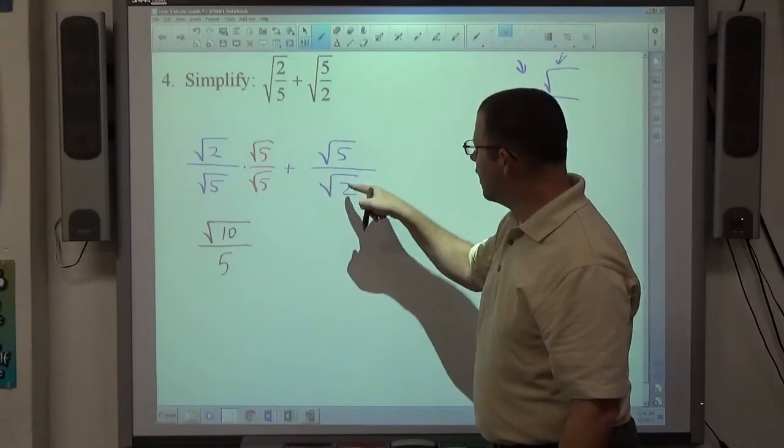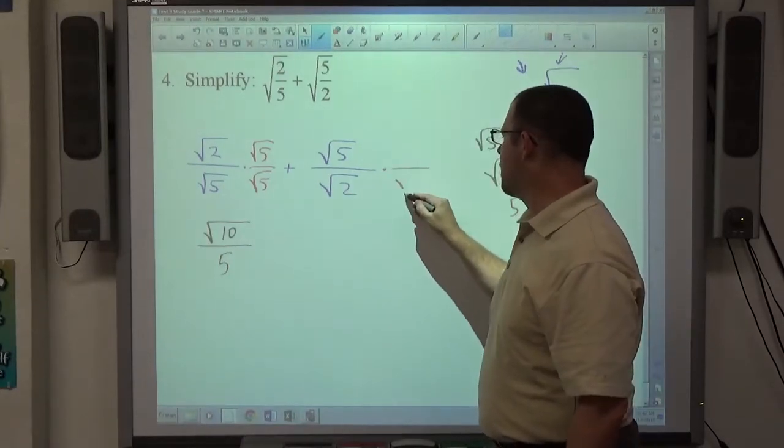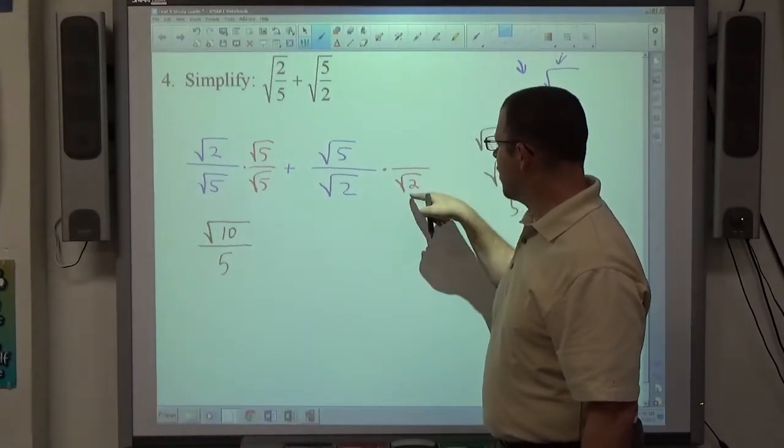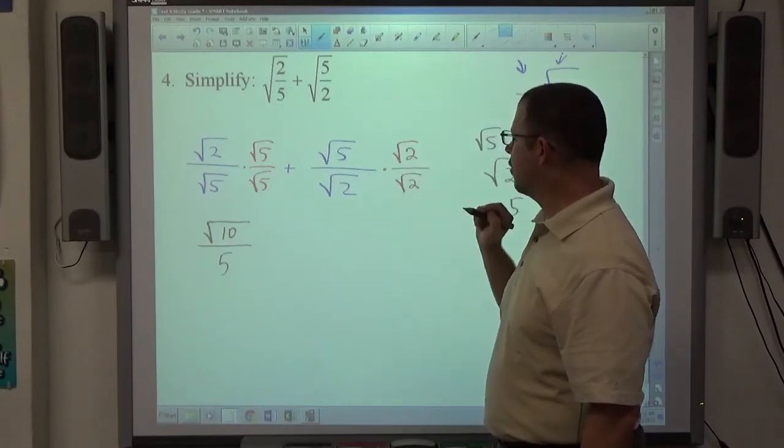The second fraction, the problem is the square root of 2 on the denominator, so multiplying by the square root of 2 is going to fix that. If I multiply the bottom of a fraction, I'm going to multiply the top of the fraction also.